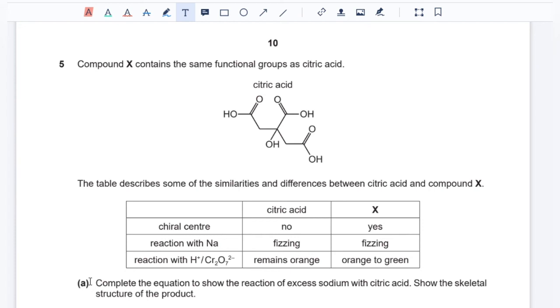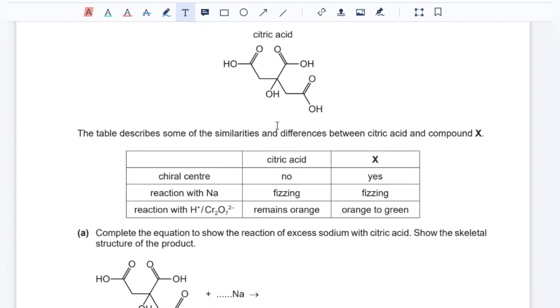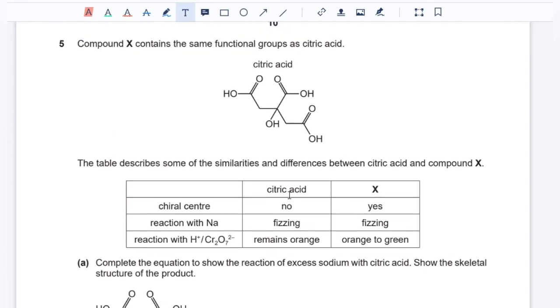5. Compound X contains the same functional groups as citric acid. So they're telling you that compound X contains an acid group and an alcohol group. The table describes some of the similarities and differences between citric acid and compound X. So citric acid does not have a chiral center.